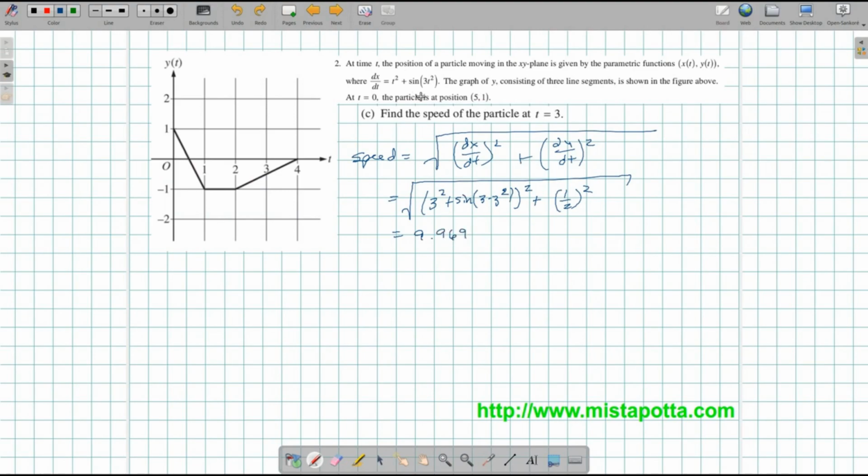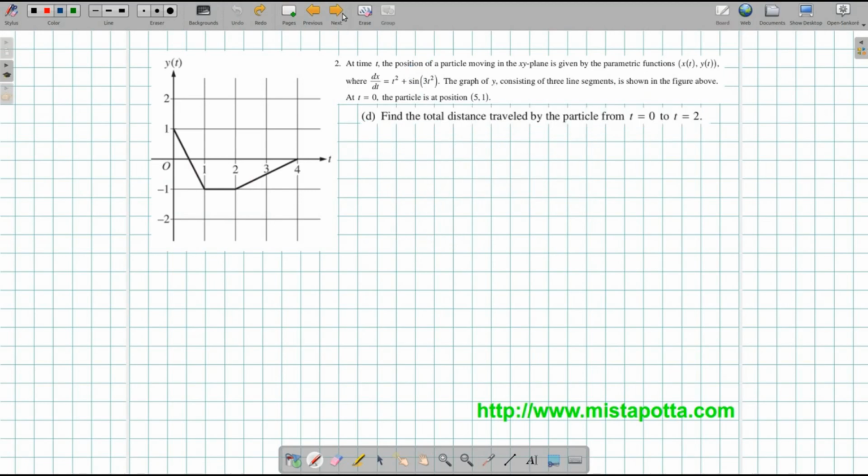Again, the thing to be careful for here is that because I'm using a trig value, I need to make sure that I'm in radian mode for part B and part C. So make sure you're in radian mode when you're doing these calculations on your calculator, otherwise you could run into some problems. So moving on to part D, they want us to find the total distance traveled by the particle from t equals 0 to t equals 2.